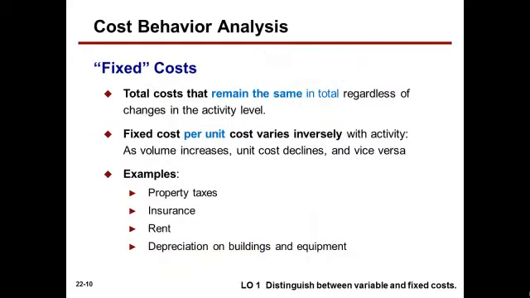Let's change our focus to fixed costs. Fixed costs are total costs that remain the same in total regardless of changes in the activity level. Fixed cost per unit, though, varies inversely with activity. That is, as volume increases, unit costs decline and vice versa. Examples of fixed costs: property taxes per year, insurance, rent, depreciation on buildings and equipment. These are all fixed costs irrespective of the change in the level of activity, such as production.